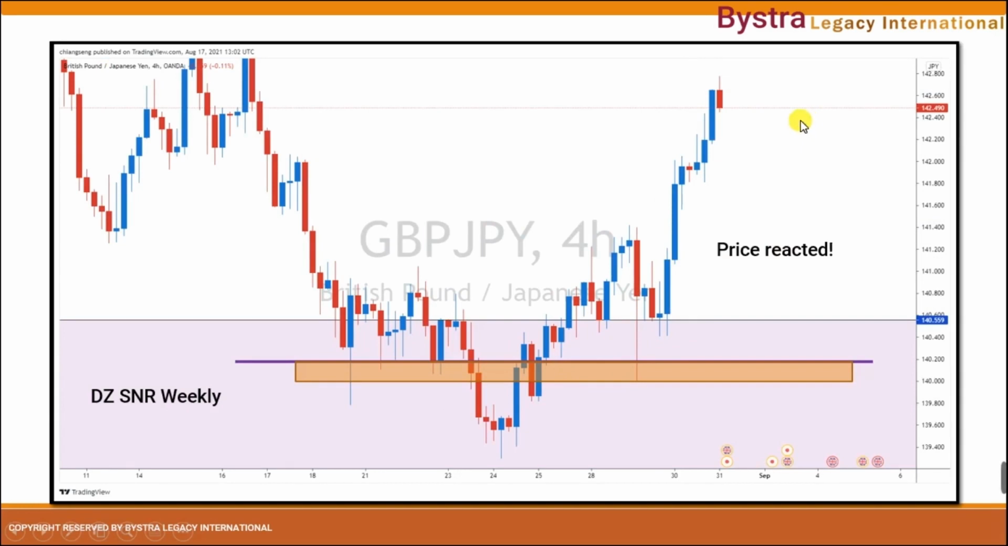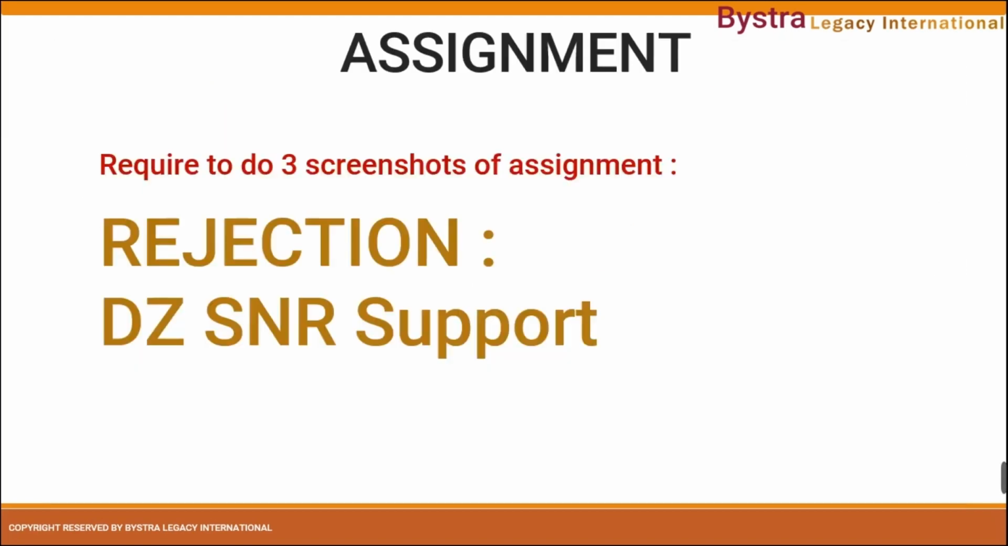So that's all, guys. Simple, isn't it? Okay, this is the rejection for DZ SNR at the support. So now, guys, I already showed you one by one, step by step, how we look into the TradingView chart. What I want you to do now is to do 3 screenshots of assignment. The topic will be the rejection at the DZ SNR at the support level.